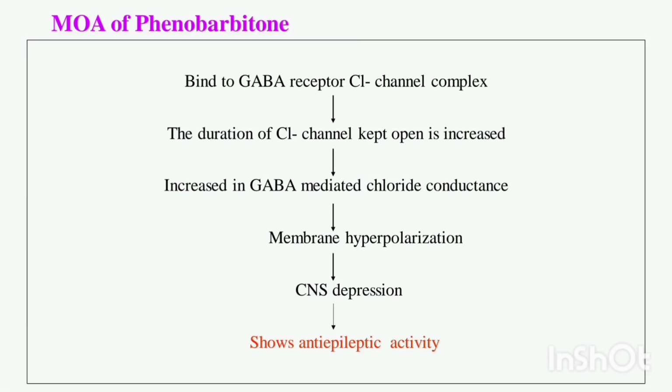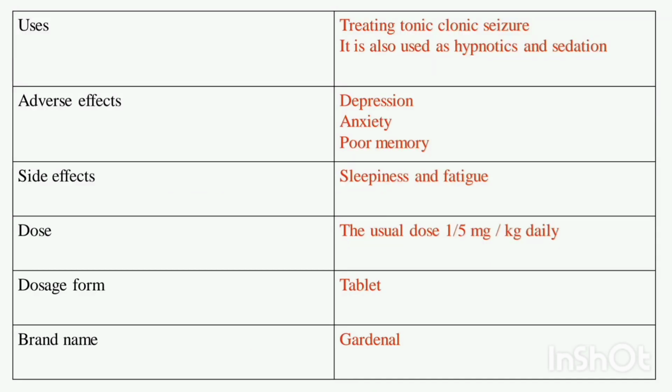Phenobarbital binds to the GABA receptor chloride channel complex. Then it increases the duration of chloride channel opening. Then it increases GABA-mediated chloride conductance. It leads to membrane hyperpolarization and shows the depression of CNS activity. The result of all this shows the anti-epileptic activity.